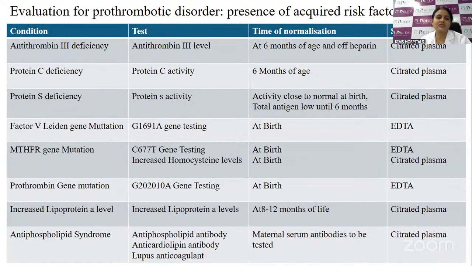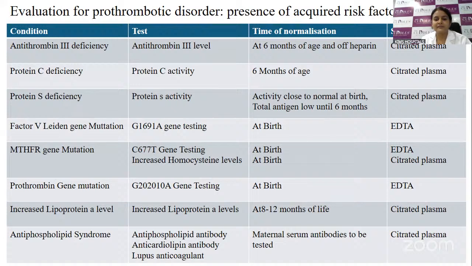This slide shows prothrombotic disorders, the tests that have to be done, and when the levels will get normalized. If there is antithrombin 3 deficiency, the antithrombin 3 level has to be checked at 6 months of age and the neonate should be off heparin. The sample collected is plasma. For protein C deficiency, protein C activity has to be checked at 6 months of age, also in plasma. For protein S deficiency, protein S activity has to be checked.